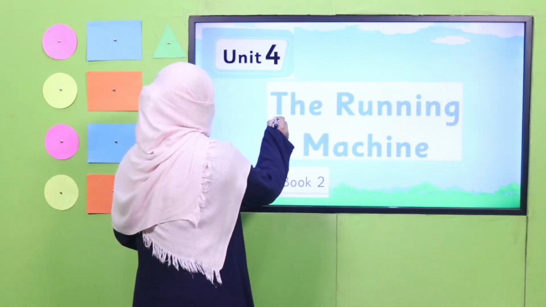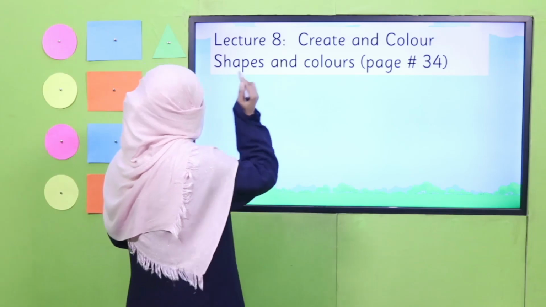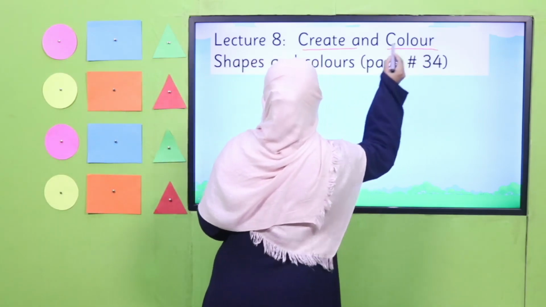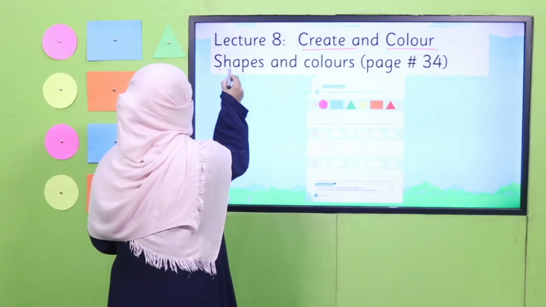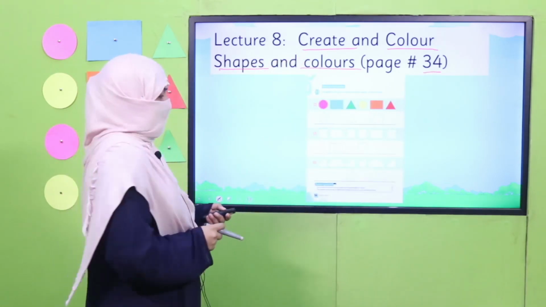We are learning Unit 4. Its title is The Running Machine. Today's lecture 8, under the title of Create and Color, we learn about shapes and colors, and we'll cover page number 34 of your book.